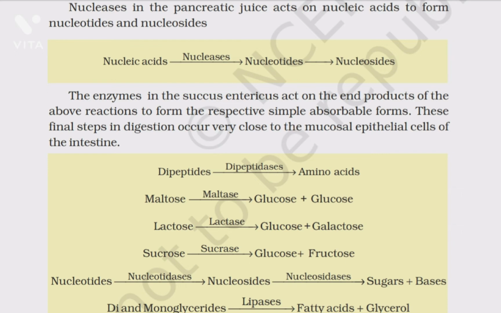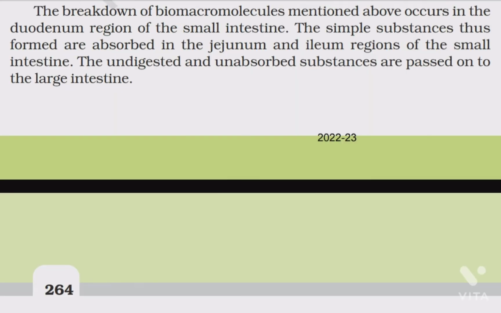Nucleotide is converted into nucleosides by the action of nucleotidases, and nucleoside is converted into sugar plus bases by the action of nucleosidases. Di and monoglycerides are converted into fatty acids and glycerols by the action of lipases. The breakdown of biomacromolecules mentioned above occurs in the duodenum region of the small intestine. The simple substances thus formed are absorbed in the jejunum and ileum region of the small intestine.